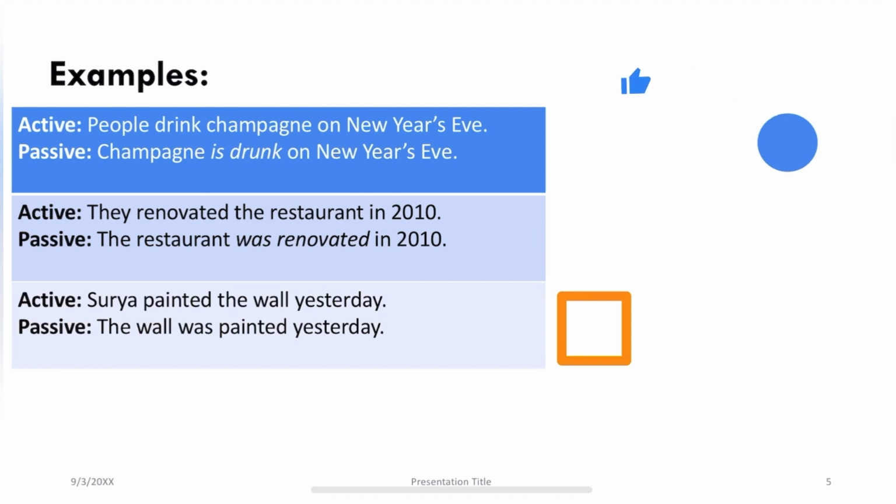The third example is: Surya painted the wall yesterday. How will we change it? The wall was painted yesterday.